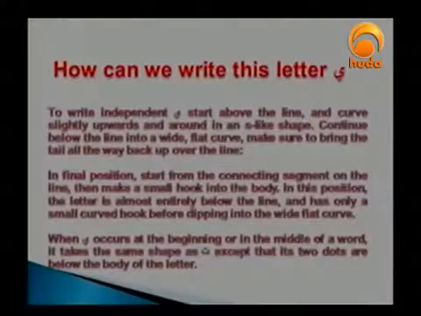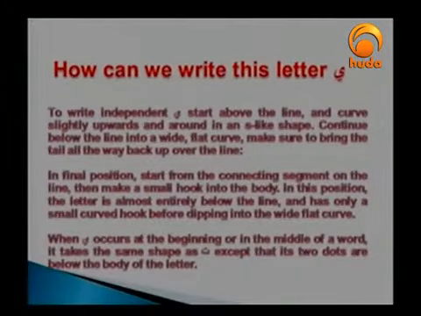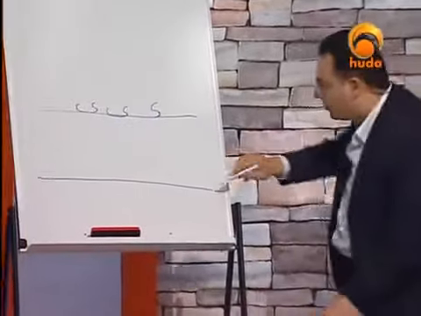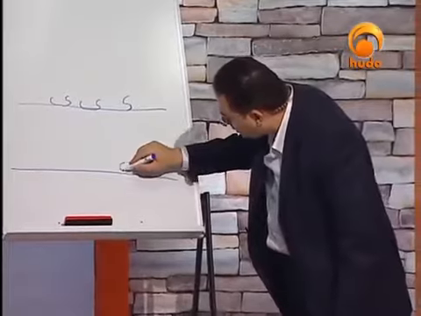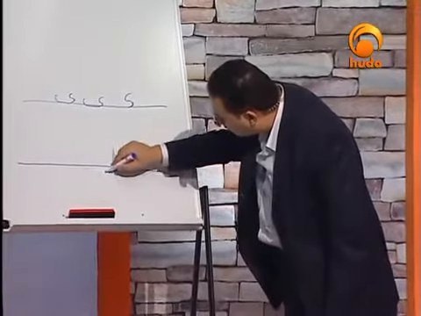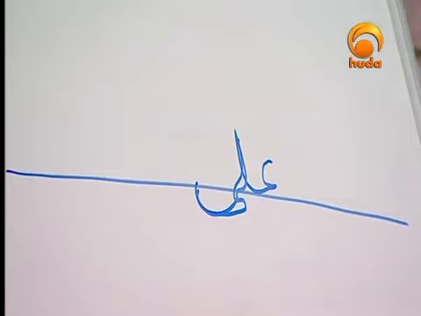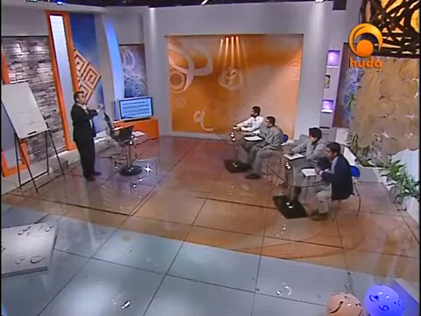In final position, start from the connecting segment on the line and then make a small hook into the body. In this position, the letter is almost entirely below the line. Can you see that? For example, if I would like to write the word Ali, here it is. This is the line. Here we have ayn, then lam, then ya. It's below the line, not on the line. How can we differentiate it from Ala?